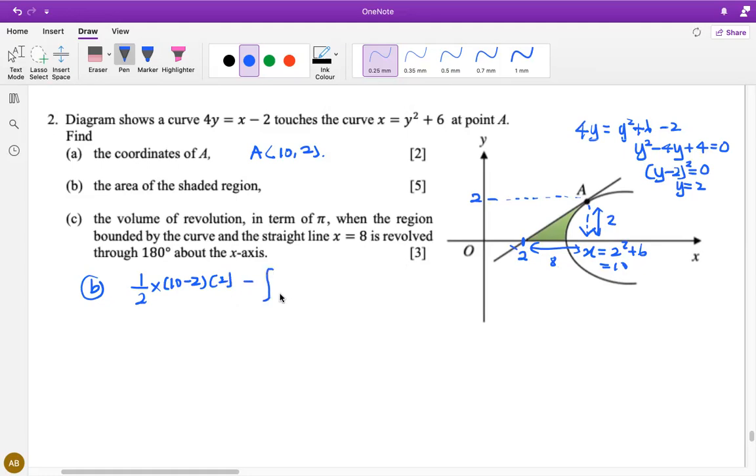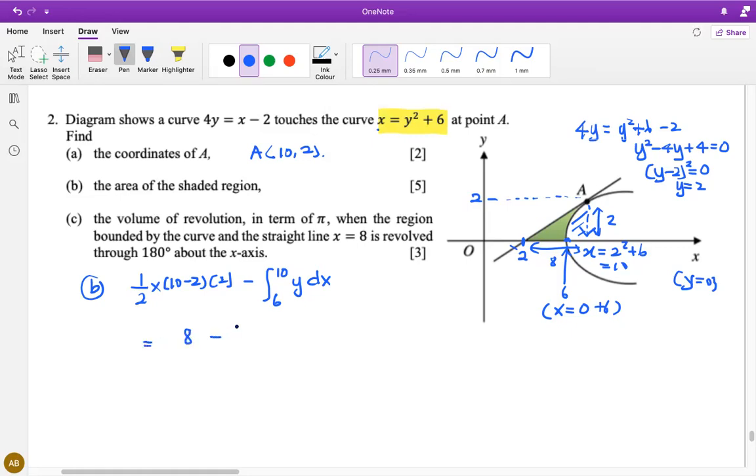Then you minus the area of the curve from this point to this point. When y equals 0, this is 6. Why do I get 6? Because x equals 0 plus 6, from the equation of the curve, when y equals 0. Remember, at the x-axis y equals 0, therefore you get 6 here. So the white area is from 6 to 10, y dx. Here you can see 10 minus 2 is 8, times 2 divided by 2, so you get 8.